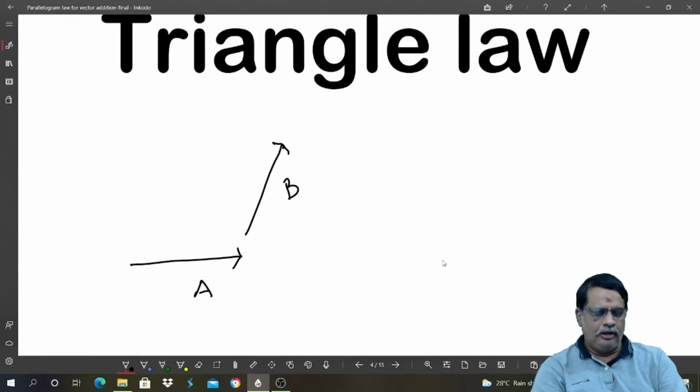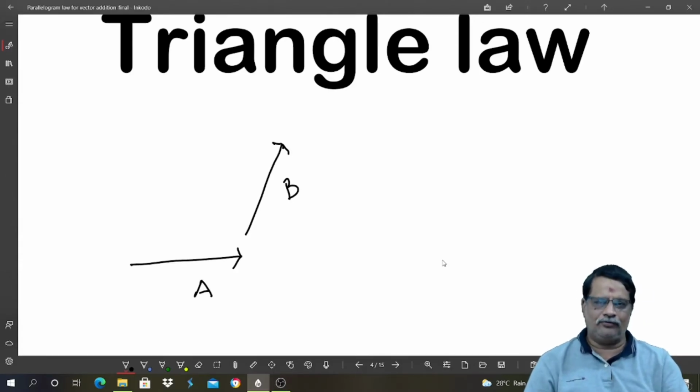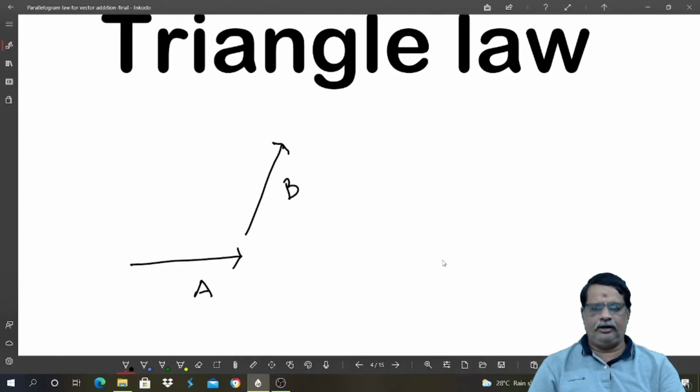I told you that vector addition is entirely different from the scalar addition. Scalar addition is very simple. You just add the numbers and get the result. Vectors are not like that because they have direction. So how to add these two vectors? What I told you at the beginning is we will construct a triangle to get the resultant.